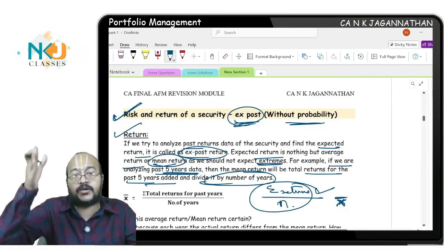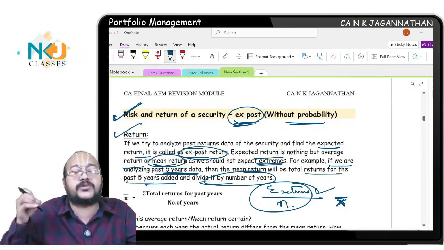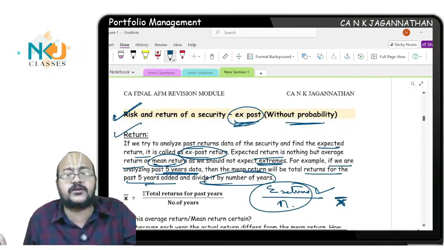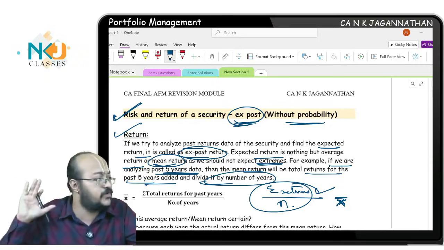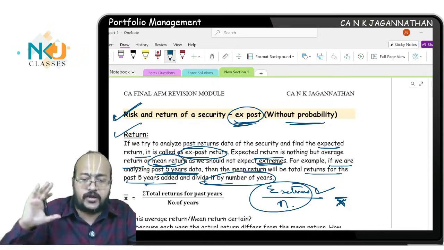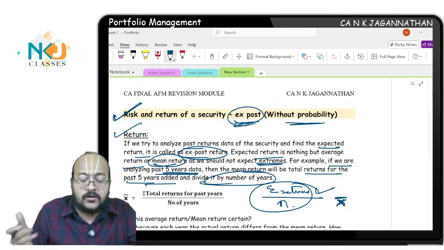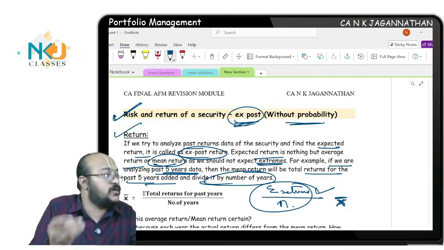If it is certain that it gives 7% return every year, then there is no deviation. It will be equal to a risk-free security, just like your Government of India bond, which offers 7% return or some fixed number every year. Correct? There is no deviation. But here there will be deviation. The deviation represents the risk.